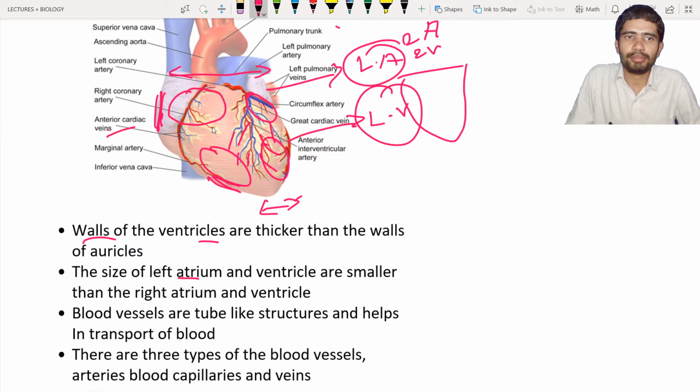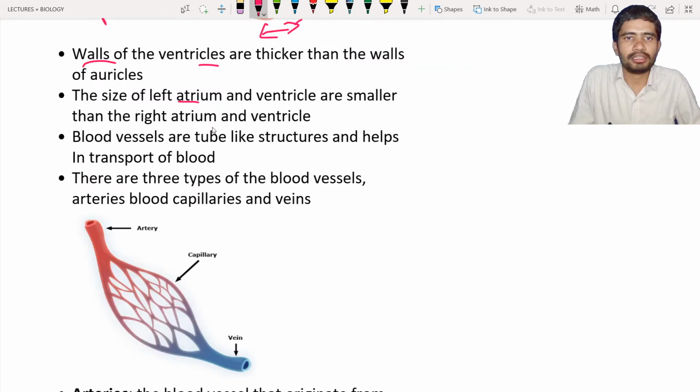Next, there are three types of blood vessels. In the textbook it is given as two types of blood vessels, but that is not correct, so make sure that you have corrected that typing mistake. In the body there are three types of blood vessels, not two. What are those three types? First is the arteries, second is the blood capillary, third is the vein.